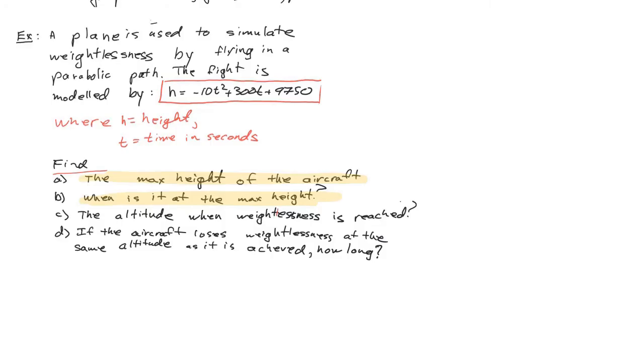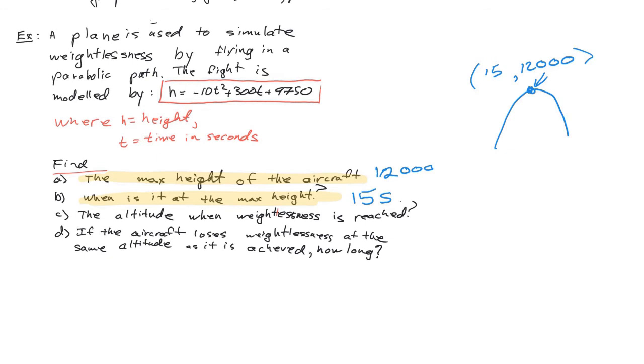So now, remember, we said that the maximum height of the aircraft was 12,000 meters, and it came from the y portion of our vertex, right? And that's what we're going to say is our maximum height, which is 12,000. Then when is it at its max? So when it's at its max comes from the time at which it has its vertex. So it ends up being 15 seconds. And now let's go and try to figure out when the weightlessness actually is reached.